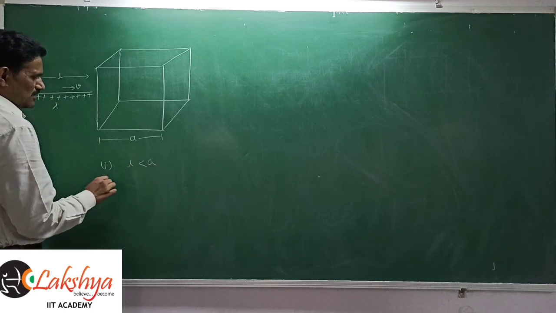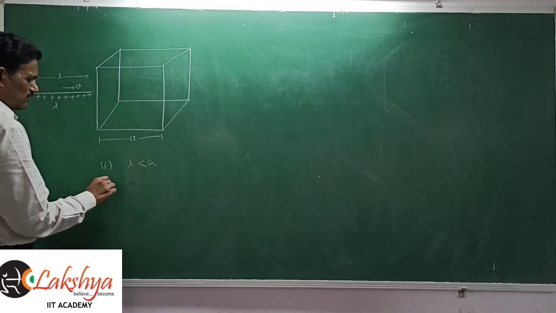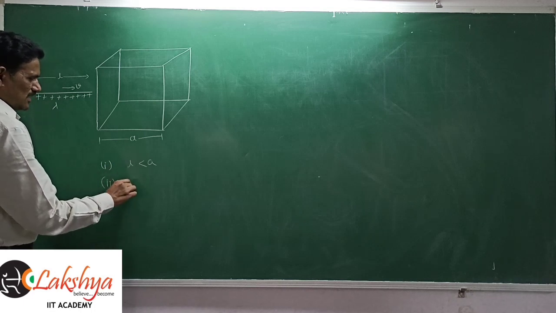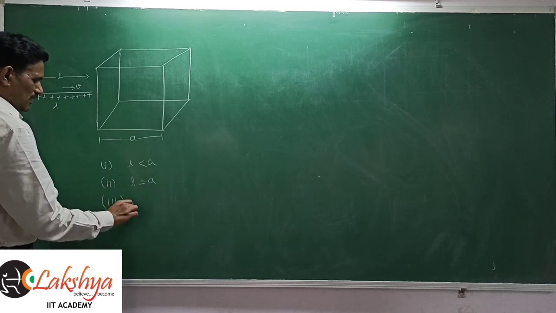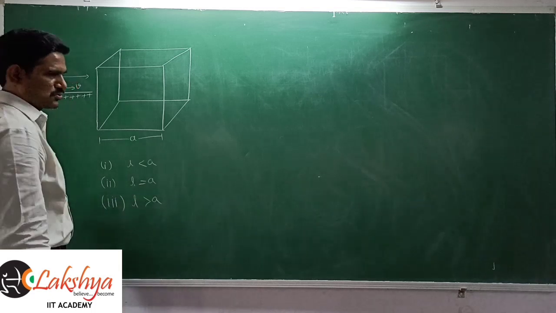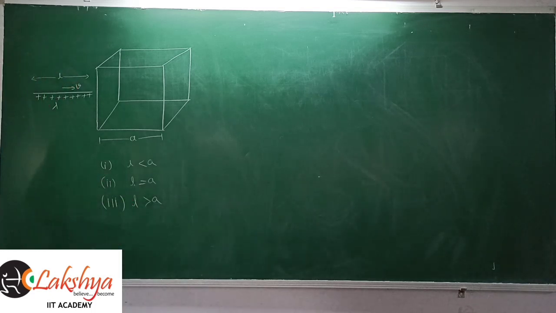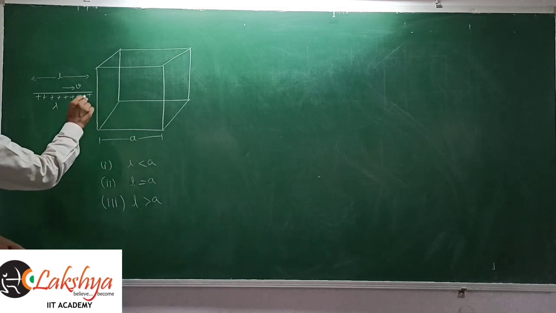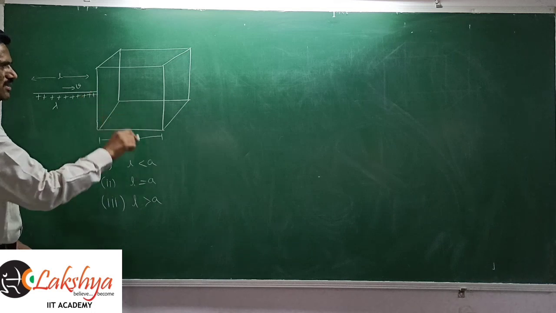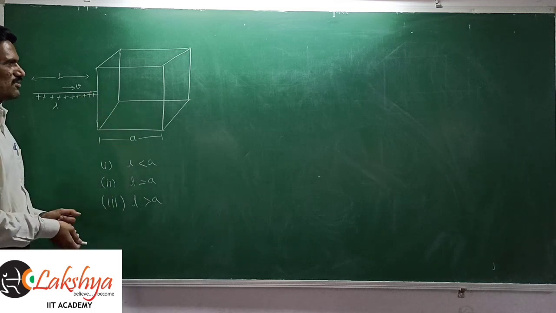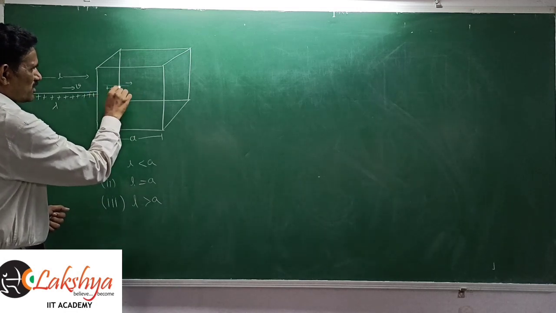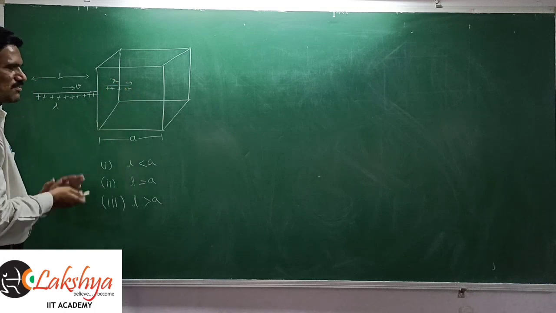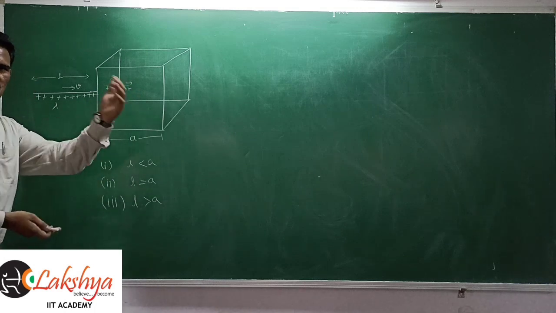When L is, write the three conditions here: when L is less than A, L is equal to A, and L is greater than A. So under those three conditions, we need to draw the variation of the graph. Let us take the first one here. Say t equal to 0, suppose it starts entering here, right? Then after some time, some length will already have entered. Suppose I take it as some x length already entered.